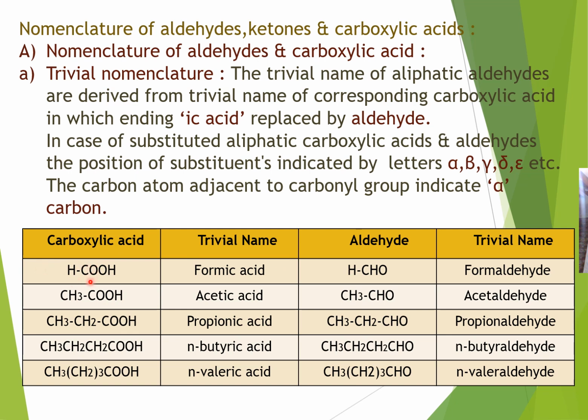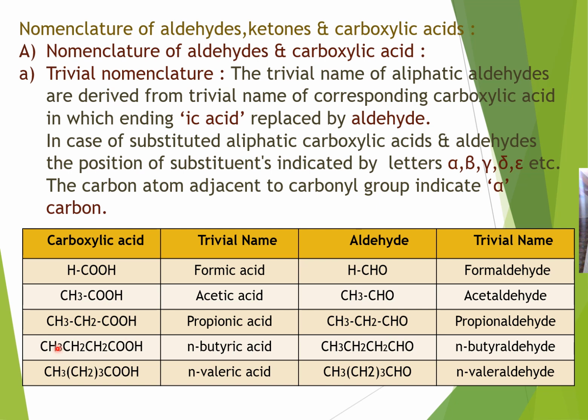So for example, HCOOH, this is what? Carboxylic acid. The trivial name is formic acid. So the aldehyde of the corresponding carboxylic acid will be HCHO, so the name will be formaldehyde. "Ic acid" will be replaced by "aldehyde". Then CH3COOH, acetic acid is the trivial name, and the corresponding aldehyde will be CH3CHO, which is acetaldehyde. Okay, "ic acid" is replaced by "aldehyde". Then if you have CH3CH2COOH, propionic acid, the aldehyde will be propionaldehyde, CH3CH2CHO.